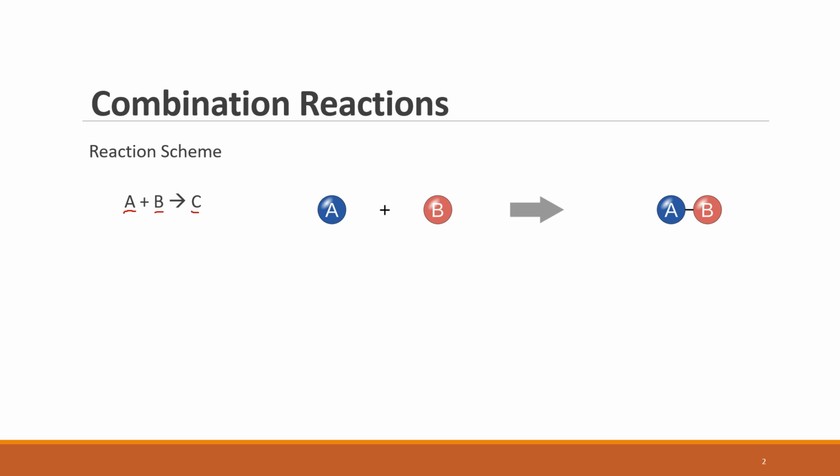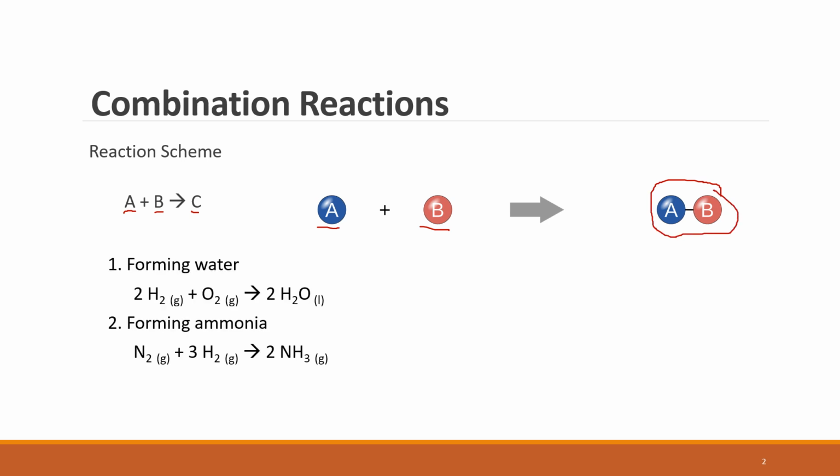So looking off to the right here, the atoms are represented, so we have one A atom and one B atom combining, so they're forming a bond to form one final compound. Some examples of combination reactions are below. So the formation of water would be one, because we have two hydrogen gas compounds and one oxygen gas compound forming two water compounds. Ammonia, same thing. We have nitrogen gas and hydrogen gas combining to form ammonia.